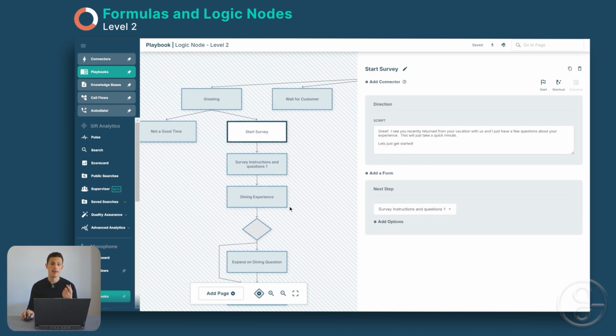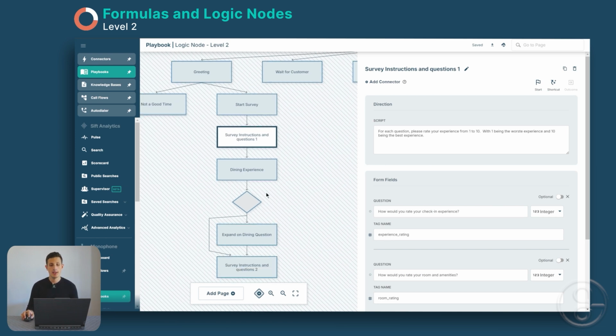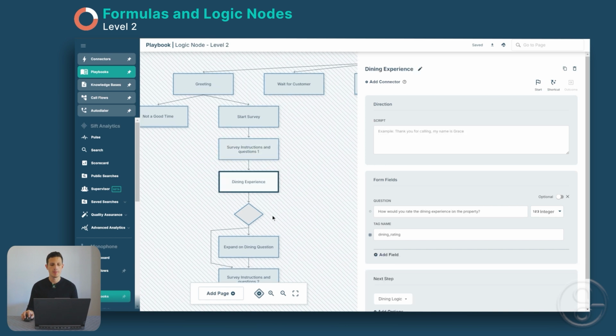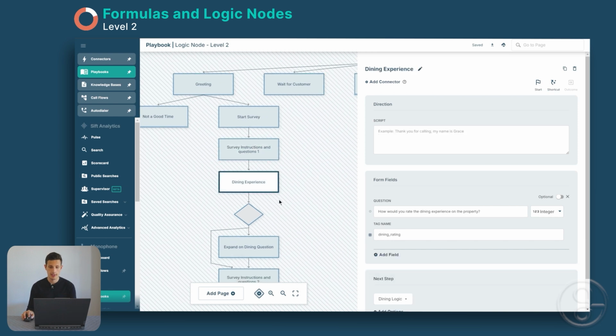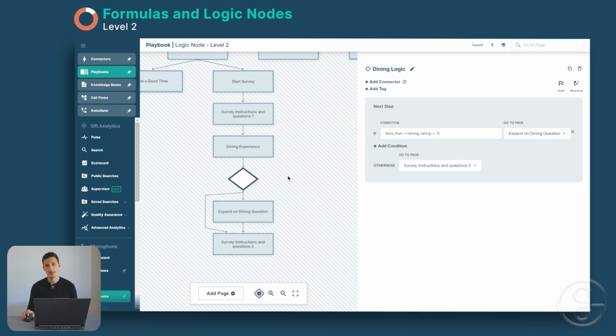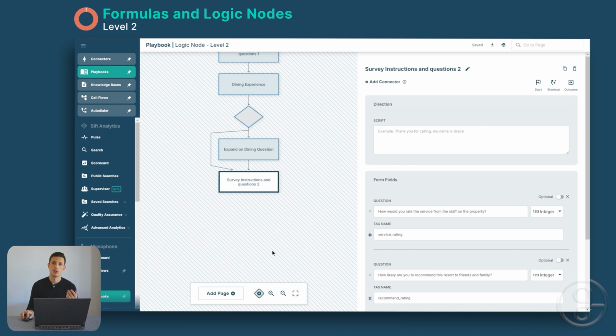Also in the survey, we have added some logic. Of course, we go through how would you rate your stay, the dining experience, how would you rate your amenities. The survey is 1 to 10, so we added some logic. For example, with the dining experience: how would you rate your dining experience from 1 to 10? If they rated it below 7, we would like to make them expand on the question. And of course, if they answered above 7 or above 8, whatever you would like, it means they appreciated it, they liked it, so we'll just go to the next survey question.